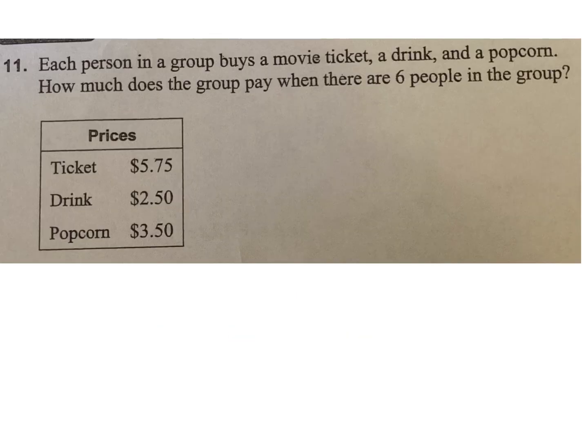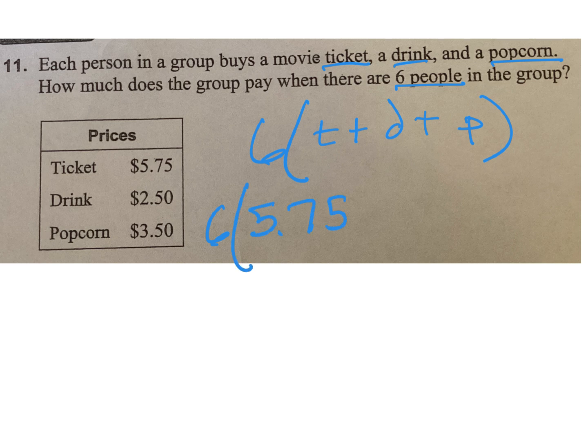This problem we could have done a couple different ways. When I see everybody in the group is buying a ticket, a drink, and a popcorn, and there's 6 people in the group, so I'm going to take 6 times a ticket plus a drink plus popcorn. Okay, so let's fill those things in. So it's going to be 6, and a ticket is 5.75, and a drink is 2.50, and a popcorn is 3.50.